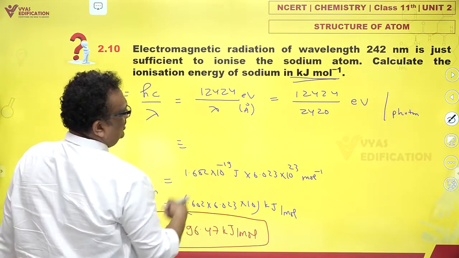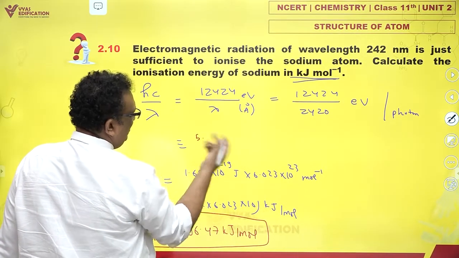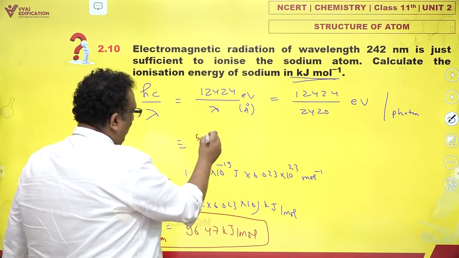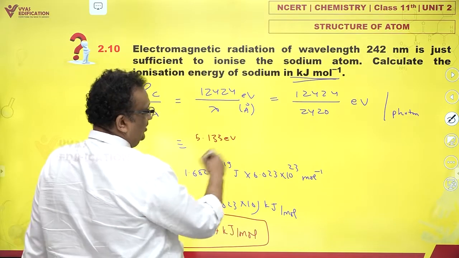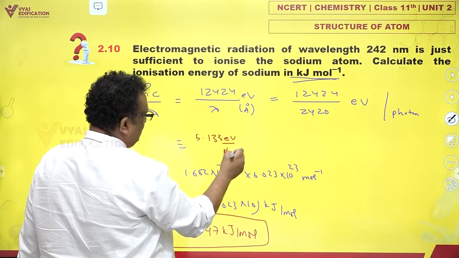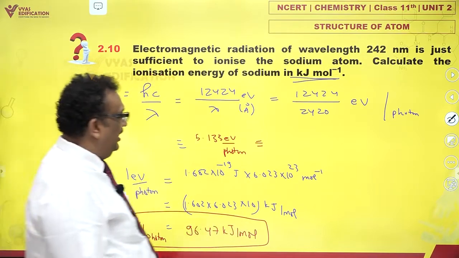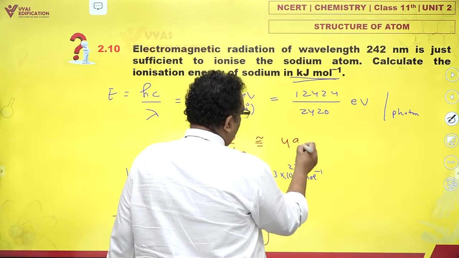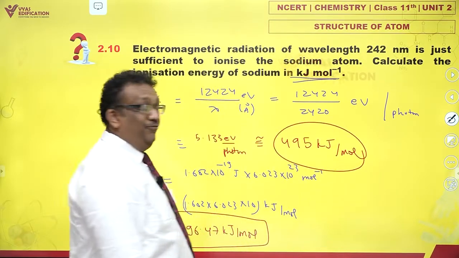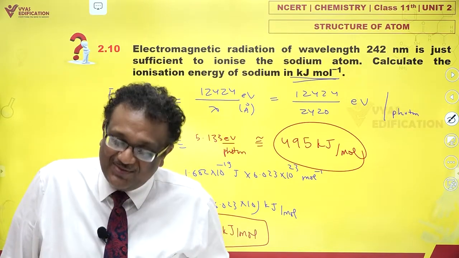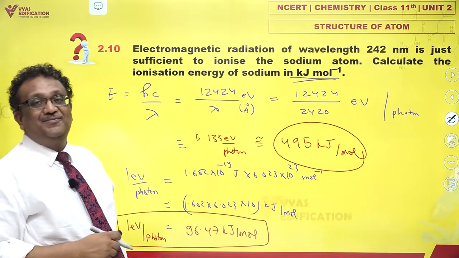And this would be around how much? It would be around 5 point something. If you just calculate, that would be 5.133 electron volts, electron volts per photon, of course. And that would correspond to, if you multiply them happily, around 495 kilojoules per mole. Wow. 495 kilojoules per mole. Yes, my dears, this would be the ionization energy of sodium as per this data.